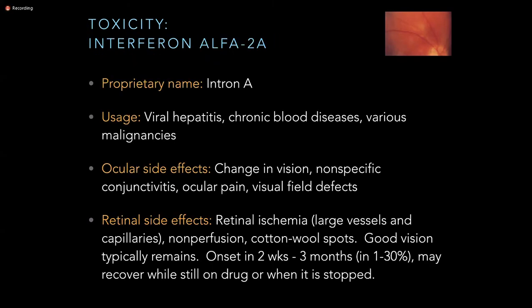So interferon alpha, or Intron, is a drug that's used for viral hepatitis, chronic blood diseases, and various malignancies. It can cause changes in vision. It can cause a non-specific conjunctival reaction, ocular pain, and visual effects. But with the retina, it can cause retinal ischemia. It can affect both large vessels and capillaries. It can cause non-perfusion, cotton wool spots, hemorrhaging. Patients can maintain good vision, and the onset is variable. It can range from as early as 2 weeks to as late as 3 months. And it's seen in between 1 and 30% of patients, so a fairly wide range. But it may recover when they're still on the drug, or especially if the drug is stopped.